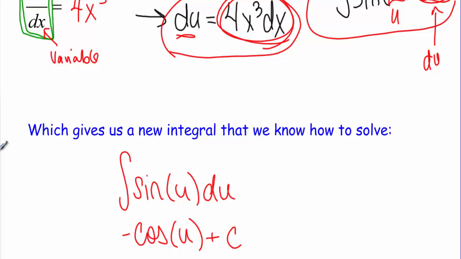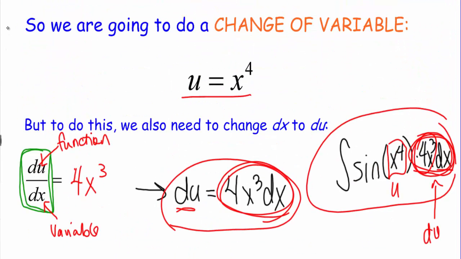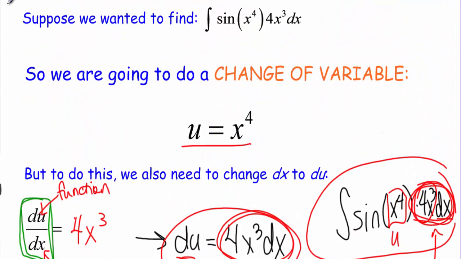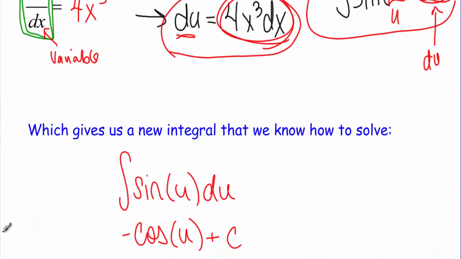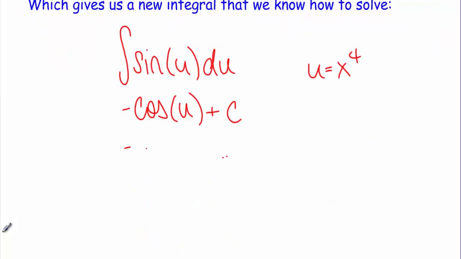All right, so one last thing. I started my problem in terms of x, so if I gave you this problem on an exam, I'd want an answer in terms of x. So how do I get back from what I have now to something in terms of x? I plug in u, so I already know u equals x to the 4th. That's what I said at the beginning. So I'm just going to get negative cosine of x to the 4th plus c.